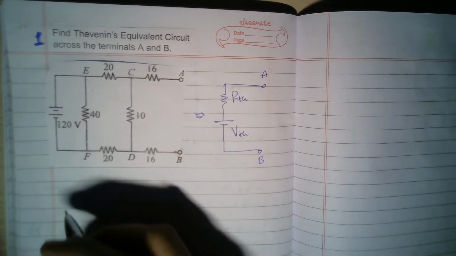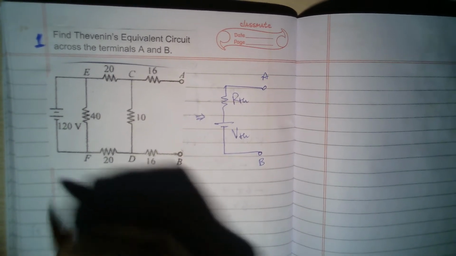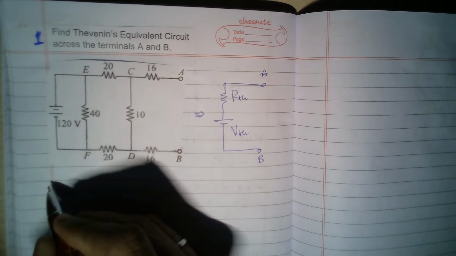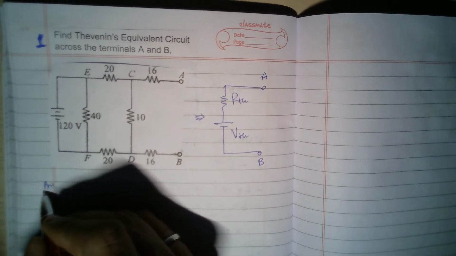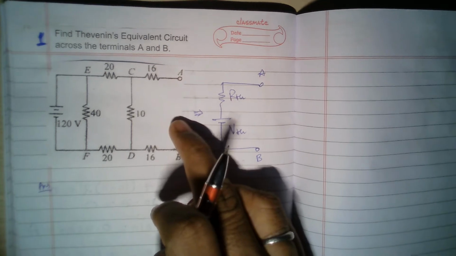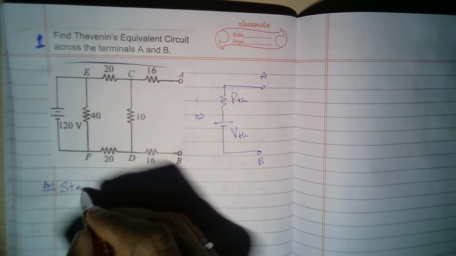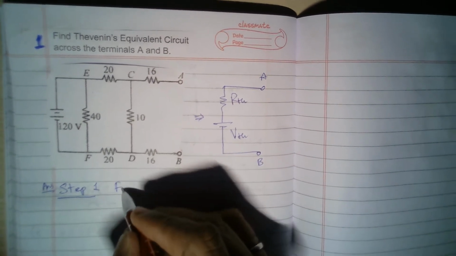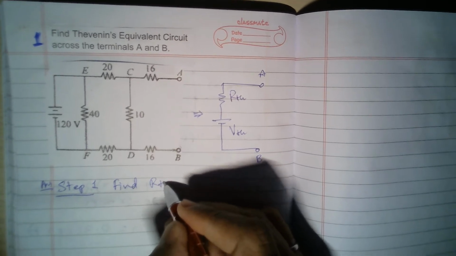Okay, so I am starting here. Solve using Thevenin's theorem. We need to find this thing. So we have only 2 steps, right? Step 1 is find Thevenin's resistance, RTH.